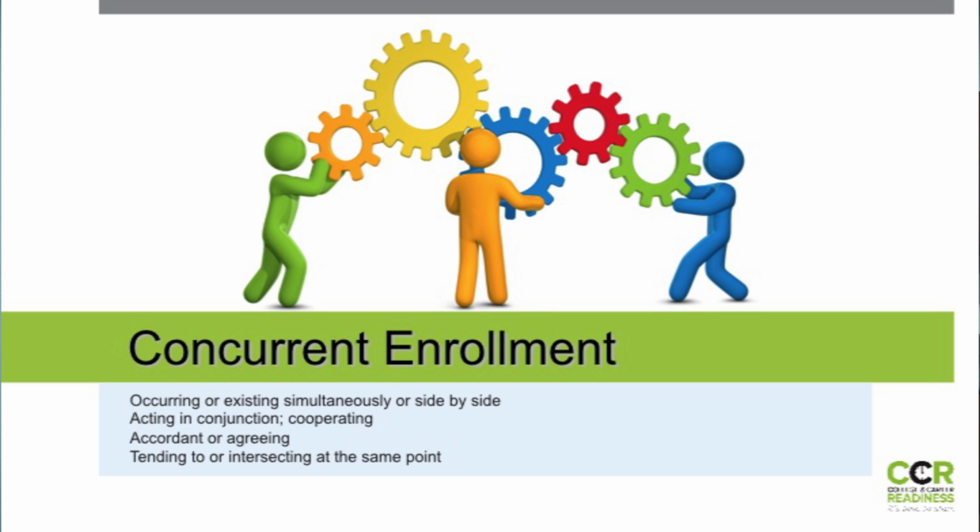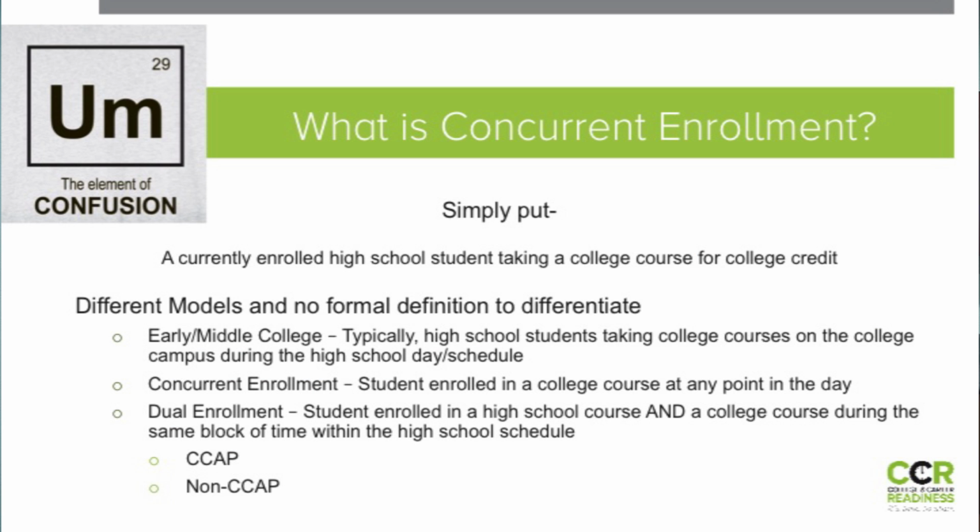And one of the difficulties of concurrent enrollment, probably the greatest difficulty of concurrent enrollment, is that there's no great definition for concurrent enrollment. And there's no great separation from concurrent enrollment to dual enrollment. In fact, all college enrollment by a high school student is considered concurrent enrollment, which is why it's confusing for everybody, because what one college calls concurrent enrollment, another college might call dual enrollment. So no wonder everyone's so confused.